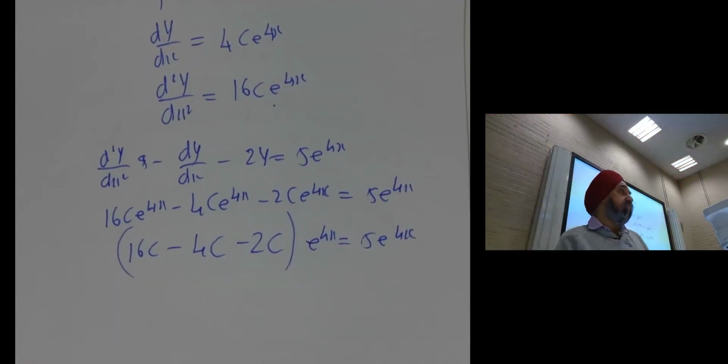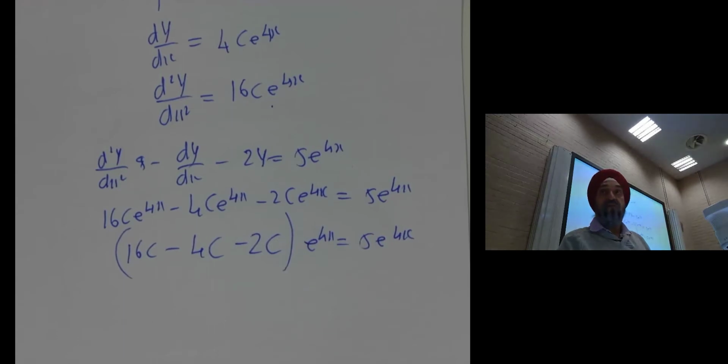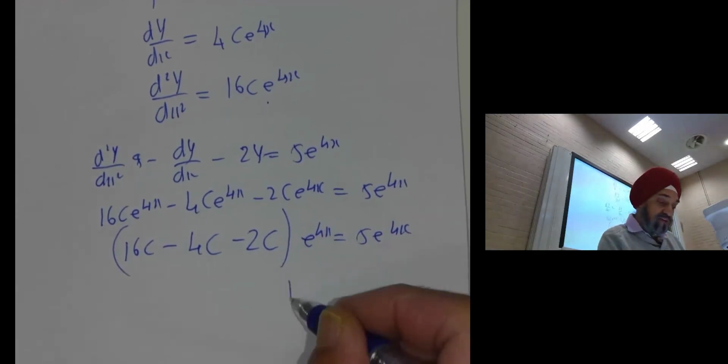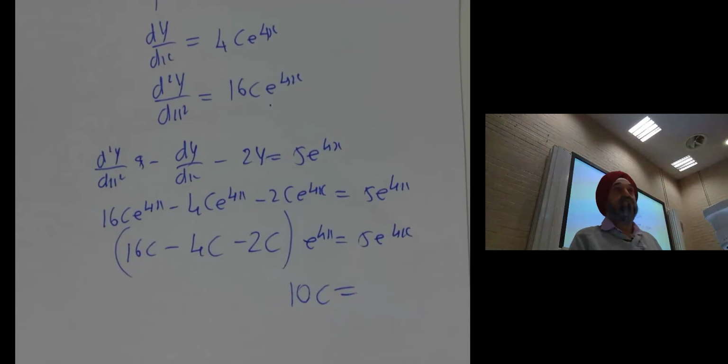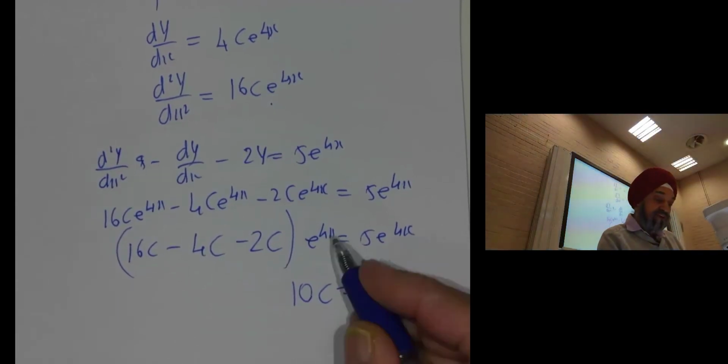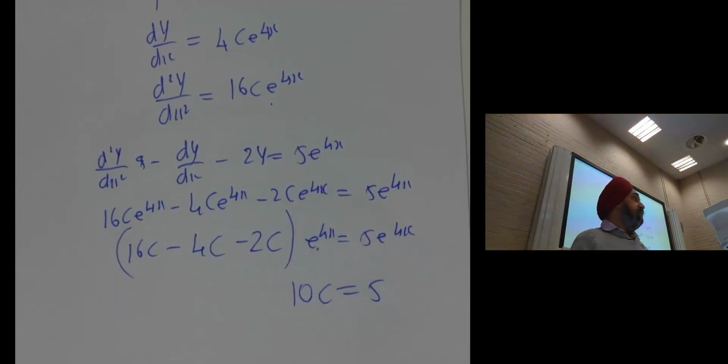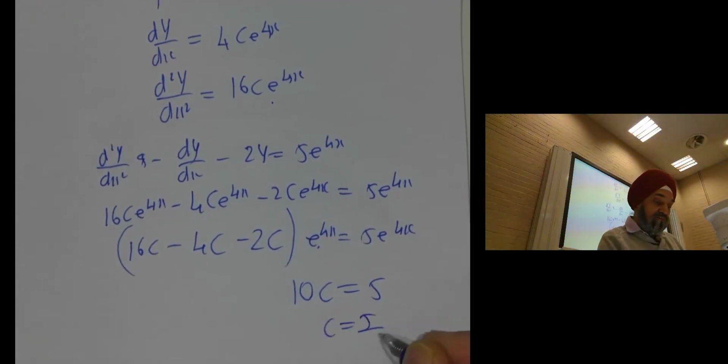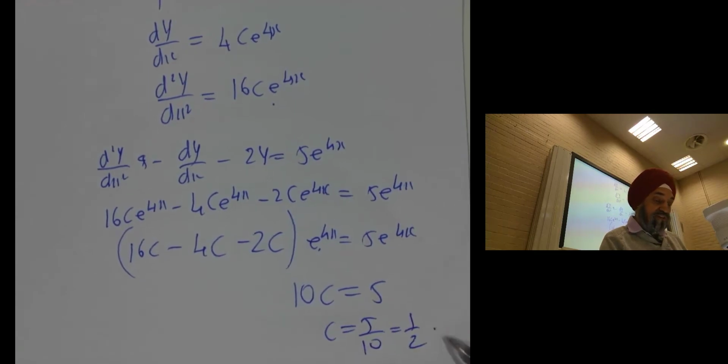How many c's are there? 10, yeah, 10c, isn't it? 10c is equal to what? Must equal 5, mustn't it? Yeah, 5, okay? E to the 4x, either multiply by or divide through by e to the 4x. Essentially, c is a half. Yeah, c is 5 over 10, which is c is a half.